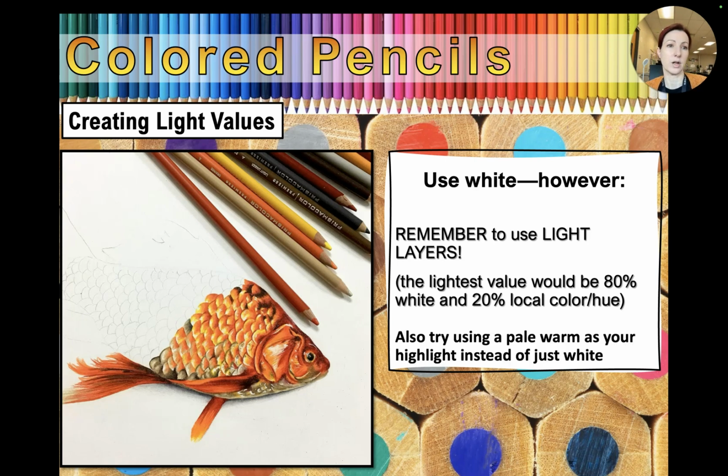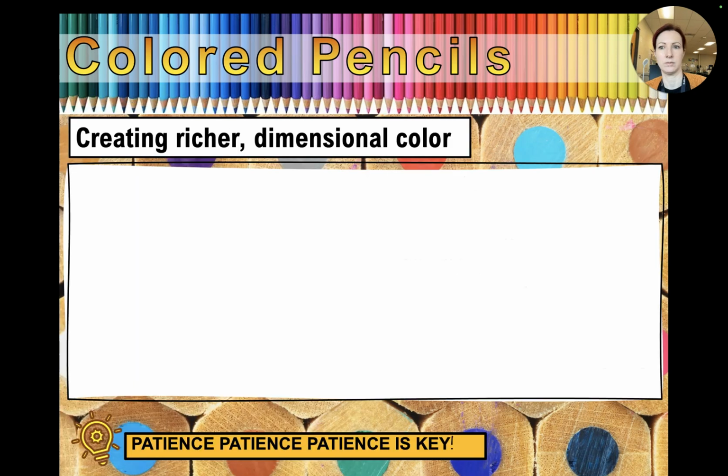I also like to try using pale warm colors in my highlights instead of just using white. So for instance, in a red sphere, I would use an orange or a yellow in my highlight and not just white. And this will make it look more dimensional, more interesting, and less flat.